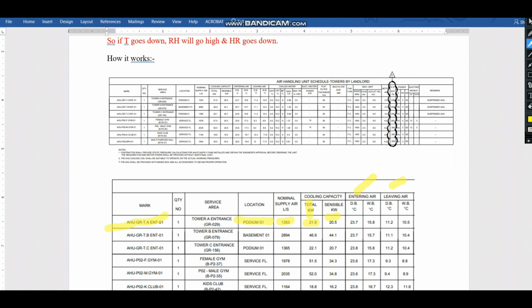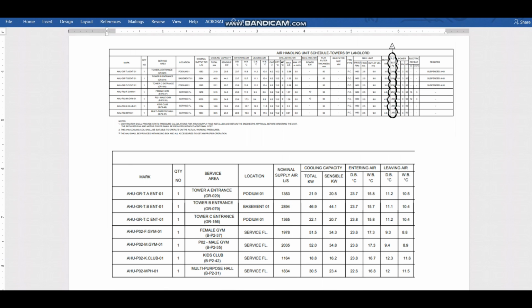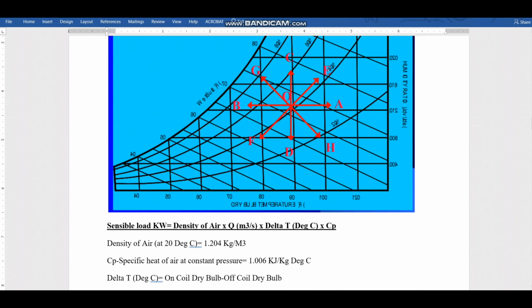So let's see how to verify this and whether the schedule is correct or not. The first one we are going to verify is the sensible load. They have given 20.5 kilowatts. Just note down this formula: sensible load in kilowatts is equal to density of air times Q, where Q is the airflow of the AHU, multiplied by delta T, where delta T is on-coil dry bulb minus off-coil dry bulb, times Cp. Cp is the specific heat of the air at constant pressure.